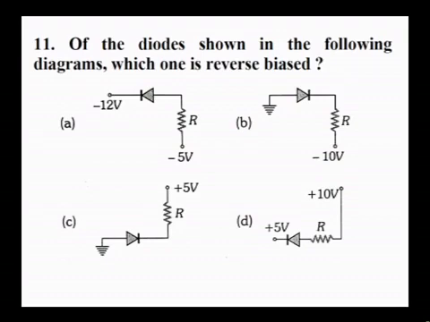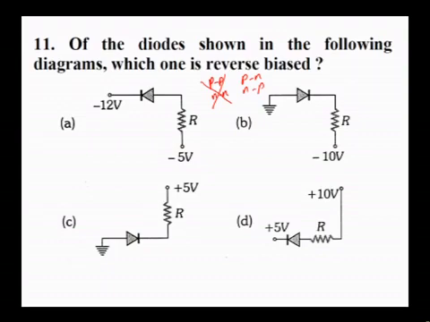Of the diodes shown in the following diagrams, which one is reverse biased? Now, when you want to check forward bias or reverse bias, one thing you have to bear in mind: maybe you would have been taught P to P, N to N is forward biased, and P to N and N to P is reverse biased. When the positive terminal of the cell is connected to P type and the negative to N type, this is forward bias, but they have not asked for forward bias, so this is ruled out. The other one is if P type is given to the negative terminal and N type is given to the positive terminal, then it is reverse biased.